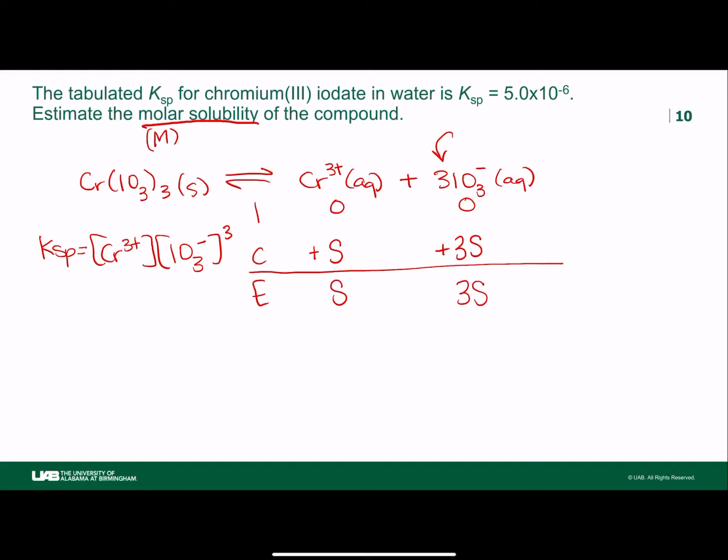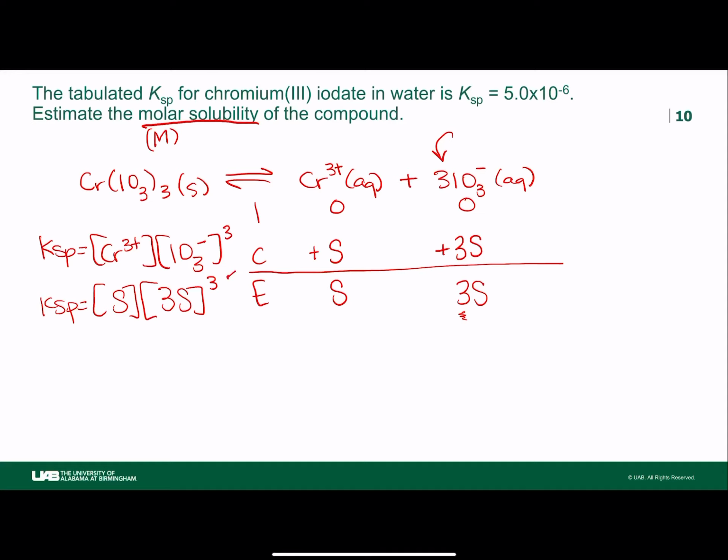Now it's really important that you be able to visualize this, and if you don't need the ice table, that's okay. But you need to visualize that 3S because when we go back and we plug it into this expression here, the S for the chromium 3 plus is easy enough. This 3S for the iodate anion is really, really important. It's extra important when I have to cube it.